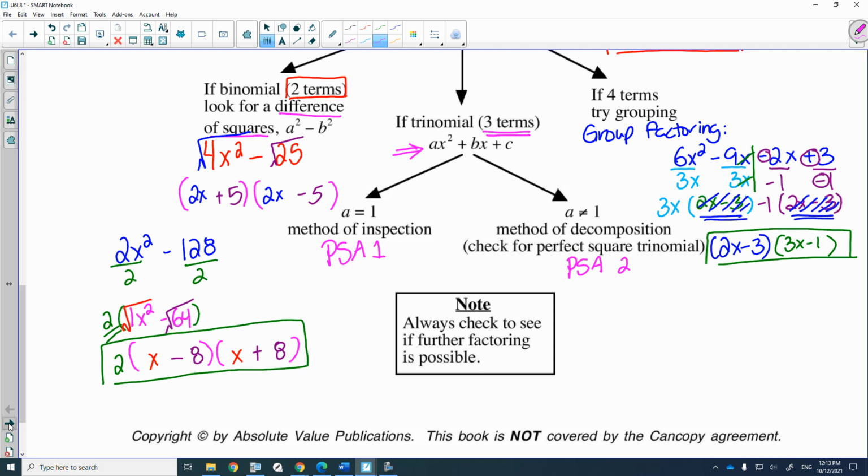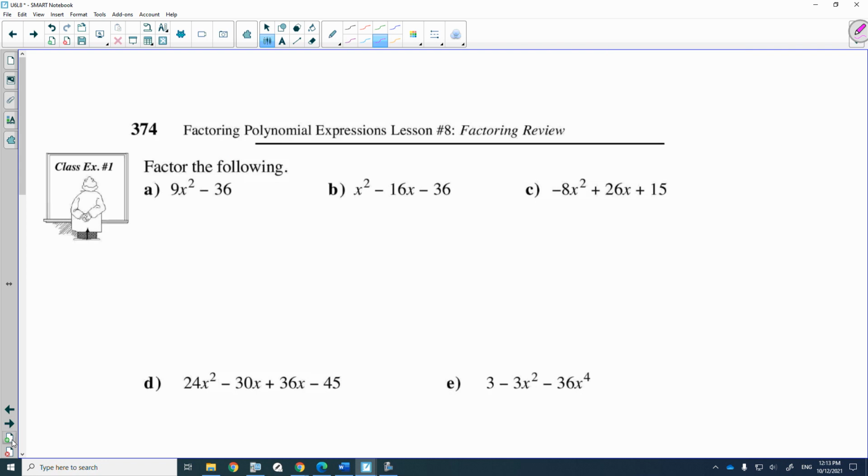There's only one class example. Yes. I'll show you right after this. Right after this. Yeah, I will show you a perfect square. Actually, I'll make one in this video. That's a good idea.